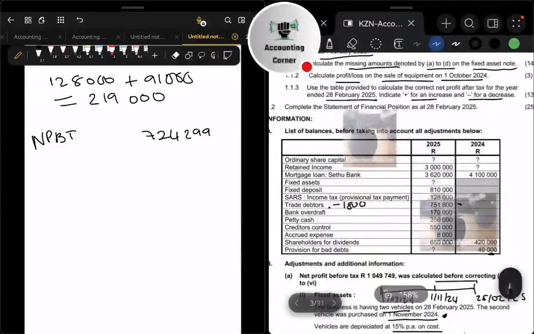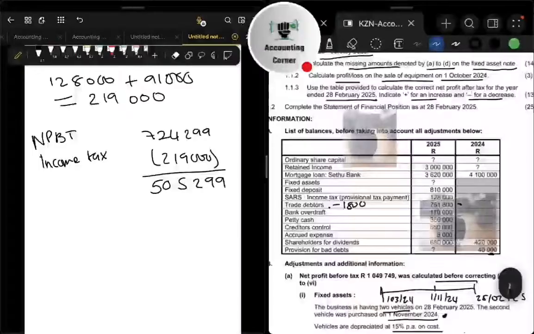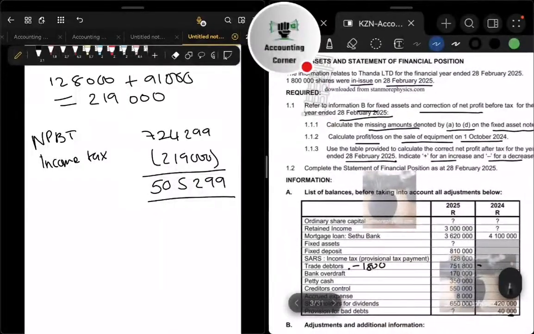Now we have our income tax. So we'll say minus 219,000. And so 724,299 minus 219,000 will give us 505,299. So that is 1.1 complete.